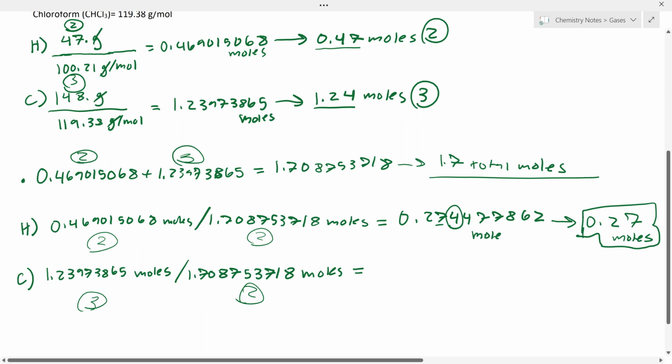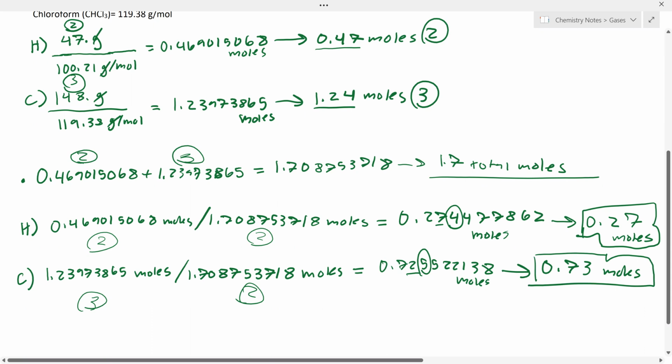It'll take me a second to write this out again. There we go. Okay, 2 sig figs again. This time the 5 will round it up. So that's 0.73 moles. And that's of the chlorine, if I remember correctly.